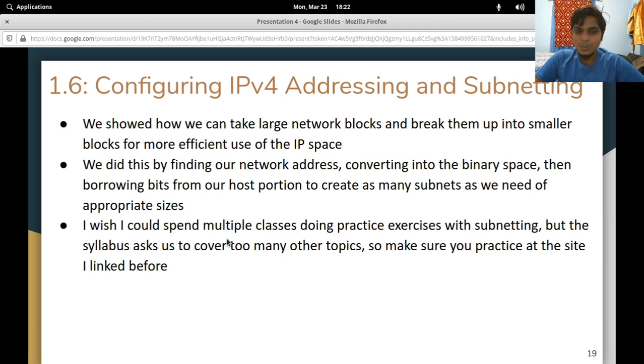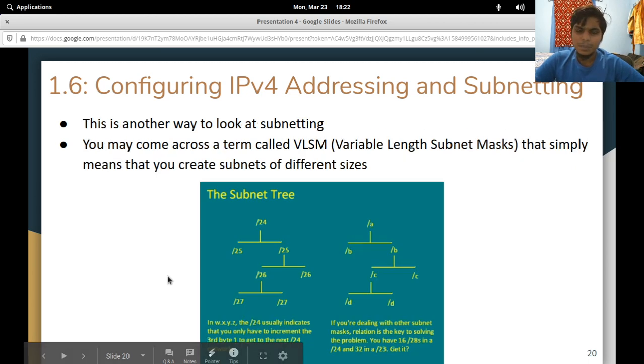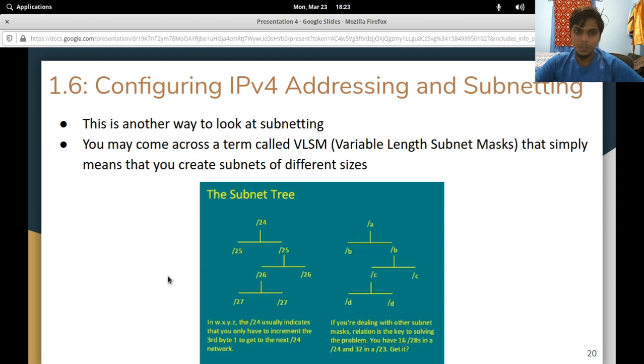I really wish I could spend multiple classes doing practice exercises with subnetting, but as you can see, the syllabus asks us to cover way too many other topics. So make sure you practice at the site I linked before, subnettingpractice.com or something, and feel free to practice on whatever other sites you find. Just Google subnetting practice and you're sure to find other links. As I said, it gets very deep, so don't spend too much time just doing subnetting. Make sure you're comfortable with the other material as well.